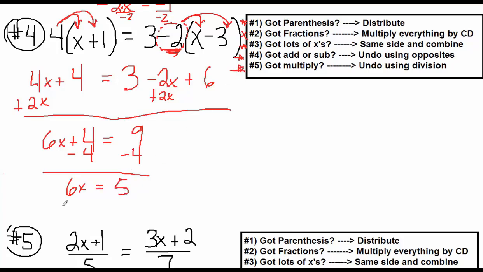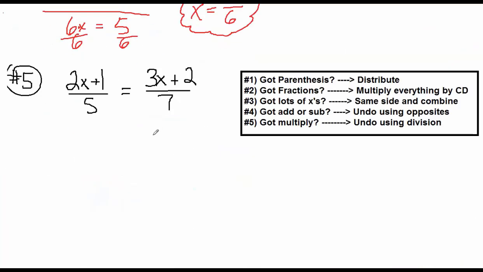Got multiplication? Yep. We got this times by 6. To undo times by 6, we are going to divide by 6. Divide by 6, divide by 6, and that's our final answer. x equals 5/6. And the last question, question number 5.